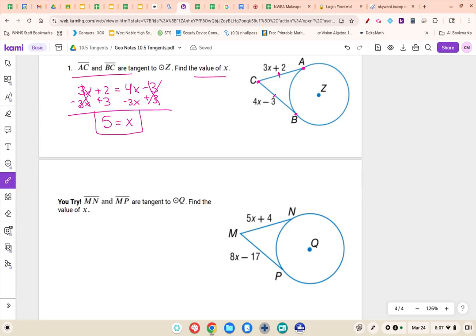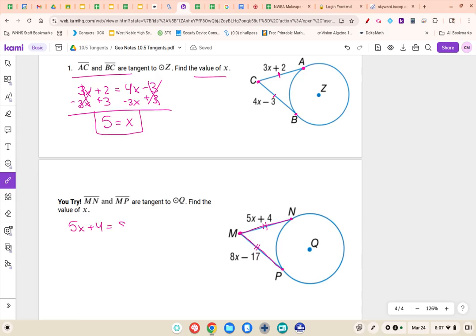Okay, so once again, it says these segments are tangent. I don't know if I believe that really based on the picture, but since it says it is, we're just going to solve like they are. They intersect at the same exterior point, which means these tangent segments have to be congruent to each other. So I'm going to set these equal.